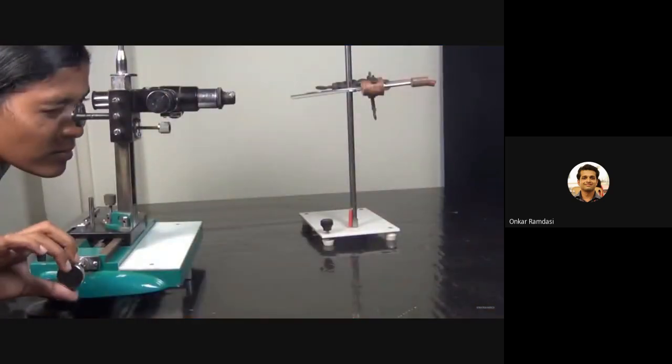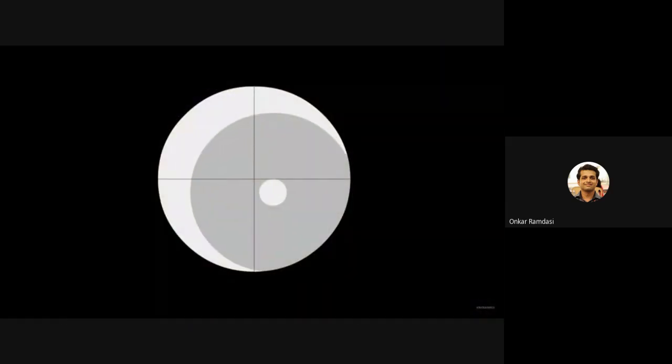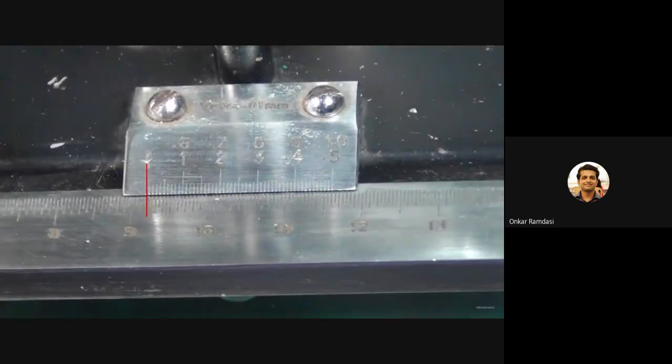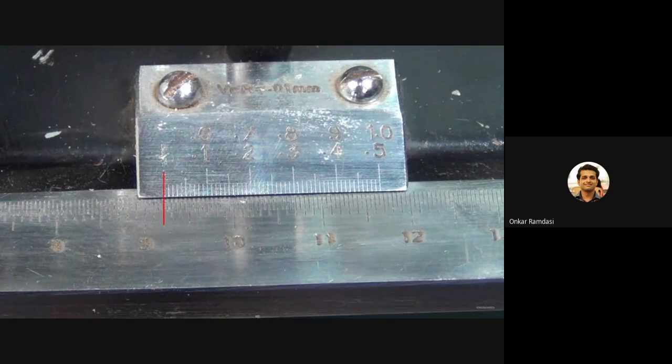Using the horizontal fine adjustment screw, move the microscope horizontally to make the vertical cross wire touch the left edge of the circle and note the readings from the horizontal scale. Move the vertical cross wire to the right edge of the circle using the fine adjusting screw and take the horizontal scale readings. The difference in the two readings will give the horizontal internal diameter of the capillary tube.